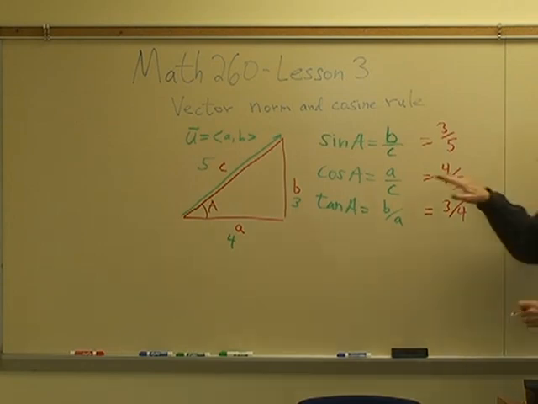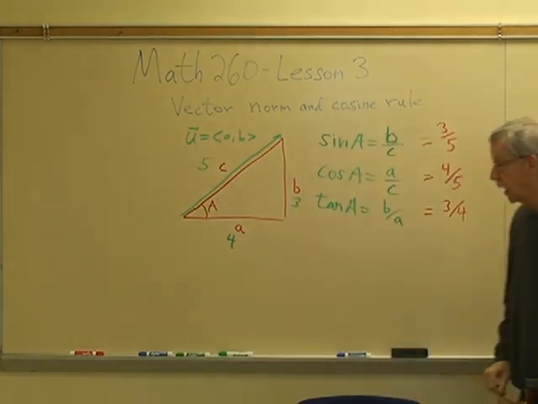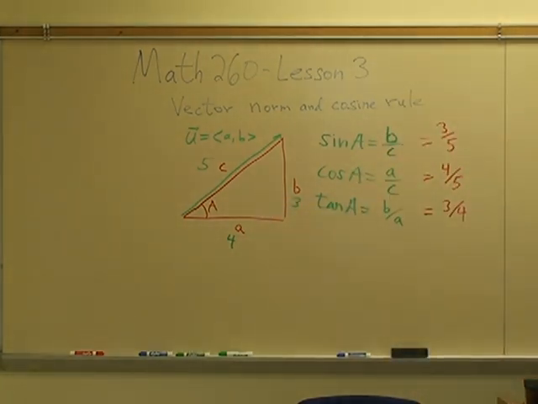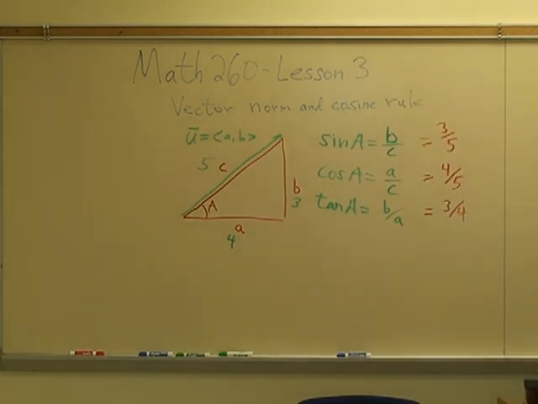Okay, so now let's connect. In particular, we're going to focus on the cosine, which is the ratio of the adjacent to the hypotenuse in a triangle. We're going to focus on that and write down what the cosine rule is, and then work with it a little bit.